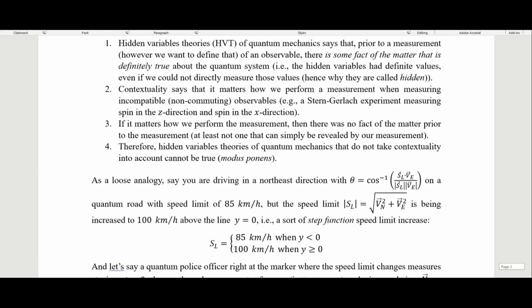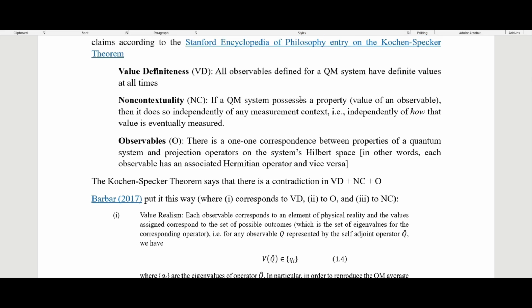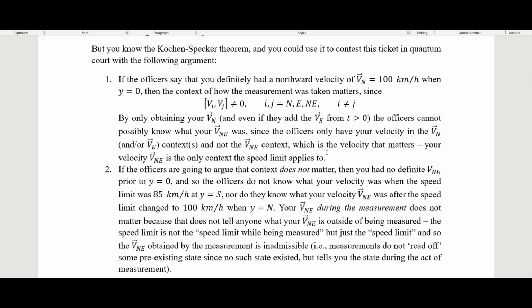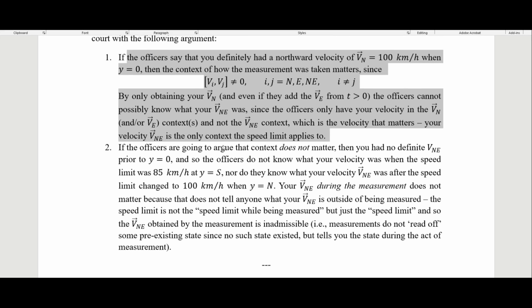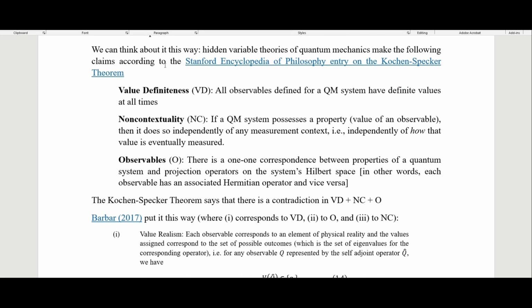So remember, our postulates were value definiteness, non-contextuality, and observables. It goes through some ways you could maybe try to escape it by denying value definiteness or observables, but what you end up doing is throwing out your hidden variables theory, which was what I was getting to in my analogy here, where we either have to accept contextuality, or we have to throw out the realism of the hidden variables. So what you end up needing if you want a hidden variable theory is to throw out the non-contextuality postulate. You want to say that contextuality does in fact matter.